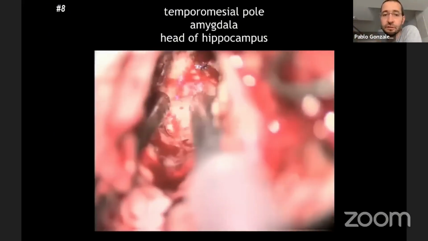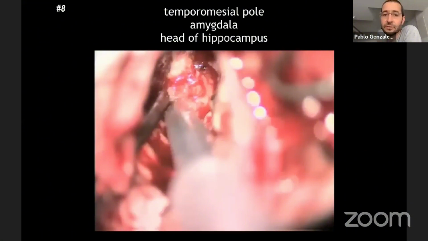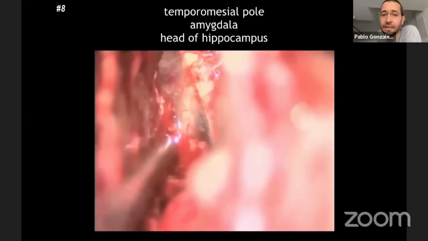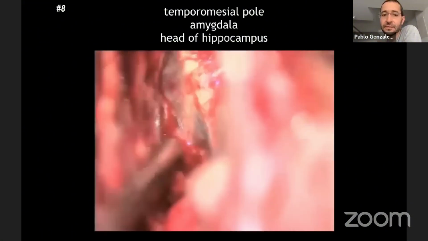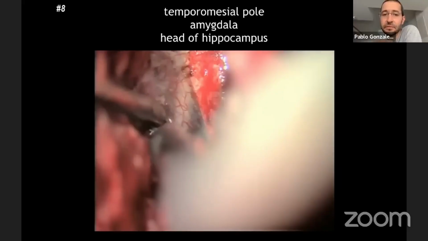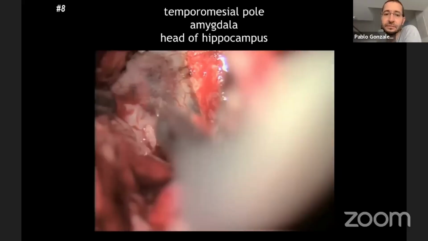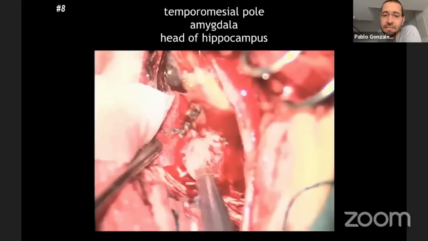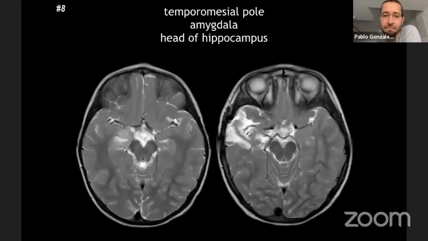Then we move posteriorly to the amygdala and finally to the head of the hippocampus. And the medial limit again is the pia. This is a subpial approach. So you can see the third nerve right there behind the arachnoid. And this is the head of the hippocampus, which is the last part of this surgery.